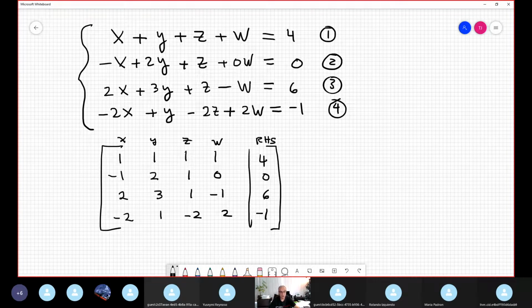By the way, this matrix is 4 by 5. 4 rows, 4 equations, and 5 columns, because we have one extra column, the right-hand side. This is called an augmented matrix.